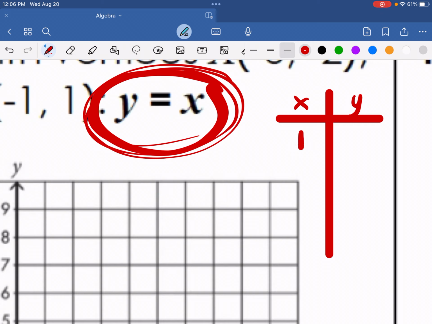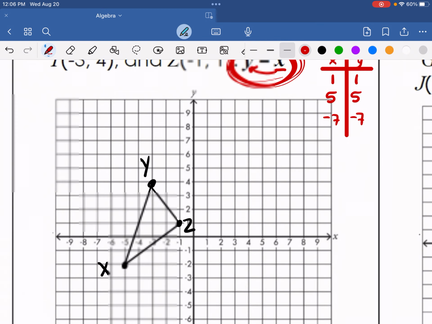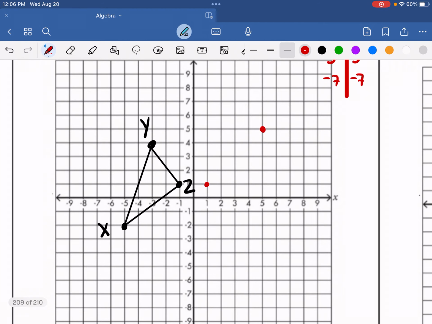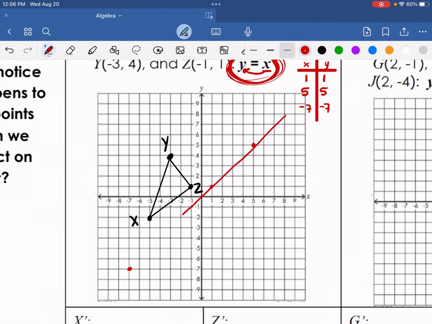If I pick 1 for x, what's the same as y? So it means it's 1. It's (1, 1). If I pick 5 randomly, then y is 5. If I pick -7, then y will be -7. You plot those points, (1, 1), (5, 5), (-7, -7), and then you can see that it is the same line. It's a diagonal. Okay?